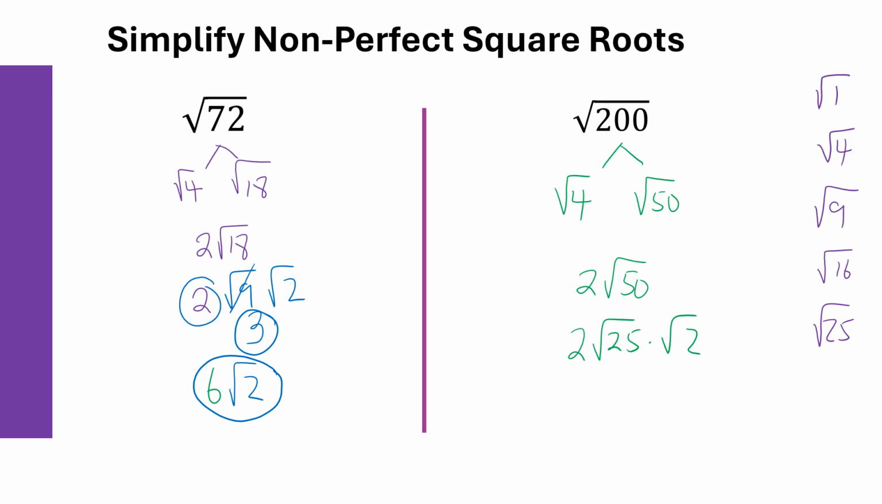And we know what the square root of 25 is. That's 5. And again, we can multiply 2 times 5, which is 10, and bring down the square root of 2. And that's the simplified version for this non-perfect square root.